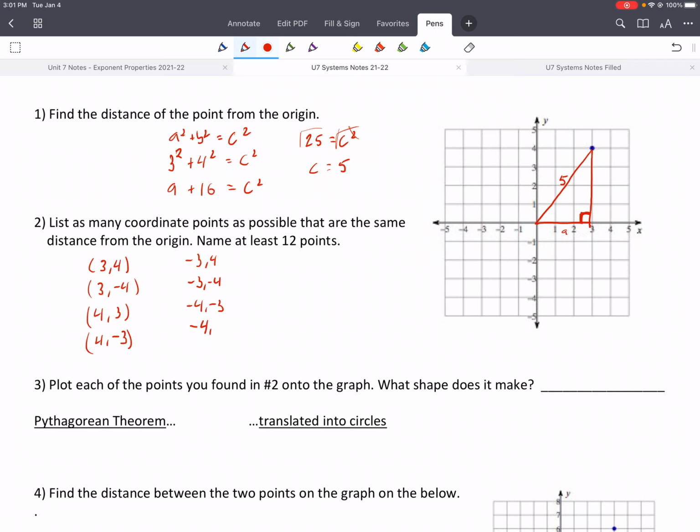oops, I think I messed this up, 3. Okay? I didn't mess that up, I just put it in a different order. So these are all other values that you could plug into the Pythagorean theorem and still get c equals 5.